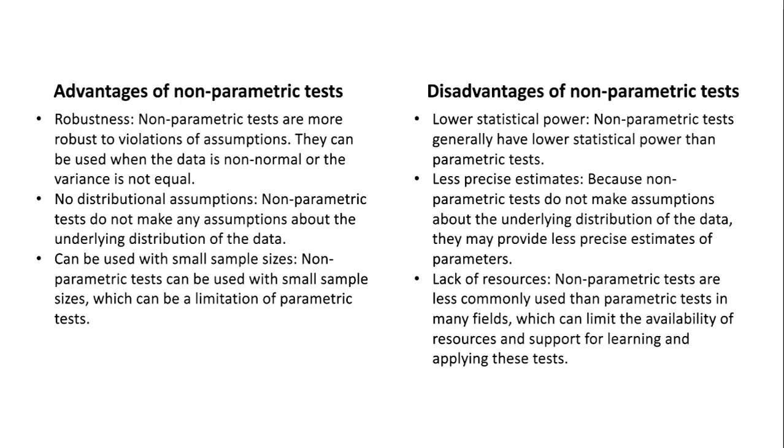Disadvantages of non-parametric tests. Lower statistical power. Non-parametric tests generally have lower statistical power than parametric tests. Less precise estimates. Because non-parametric tests do not make assumptions about the underlying distribution of the data, they may provide less precise estimates of parameters. Lack of resources. Non-parametric tests are less commonly used than parametric tests in many fields, which can limit the availability of resources and support for learning and applying these tests.